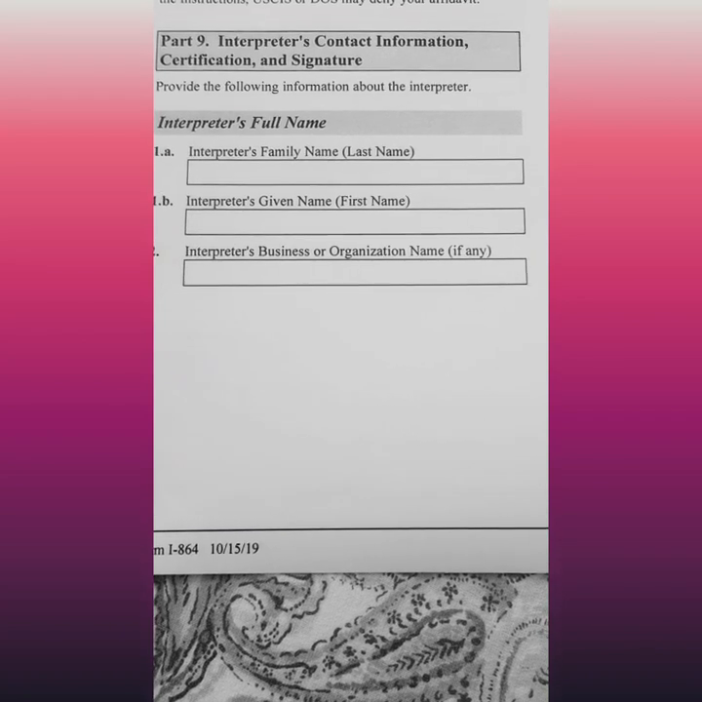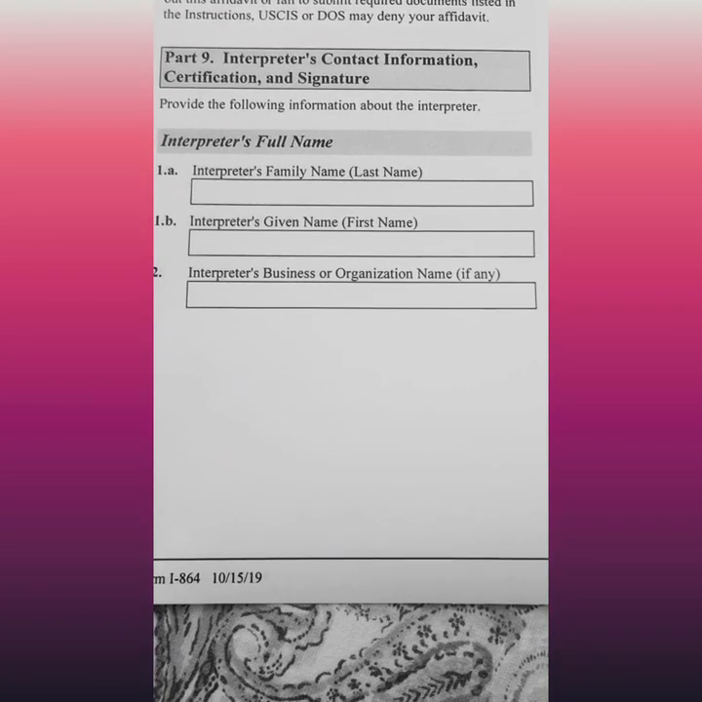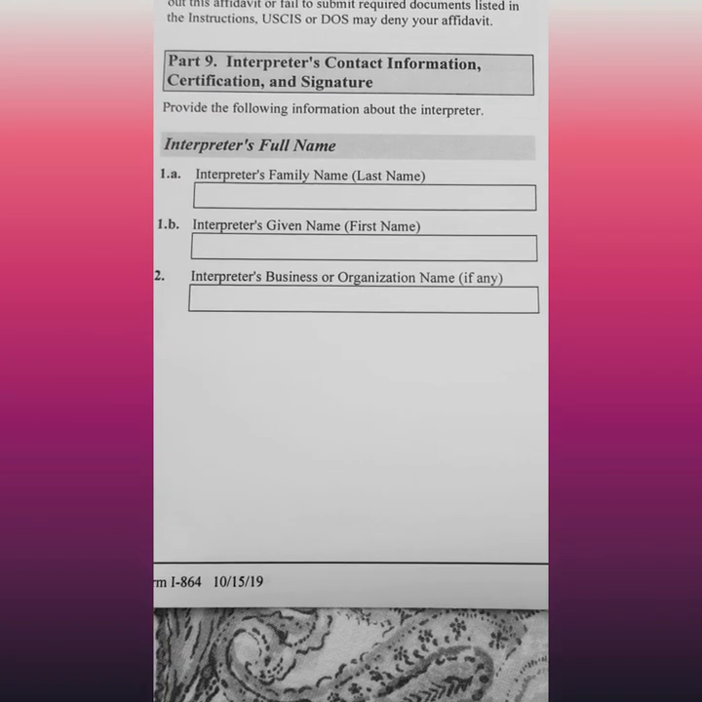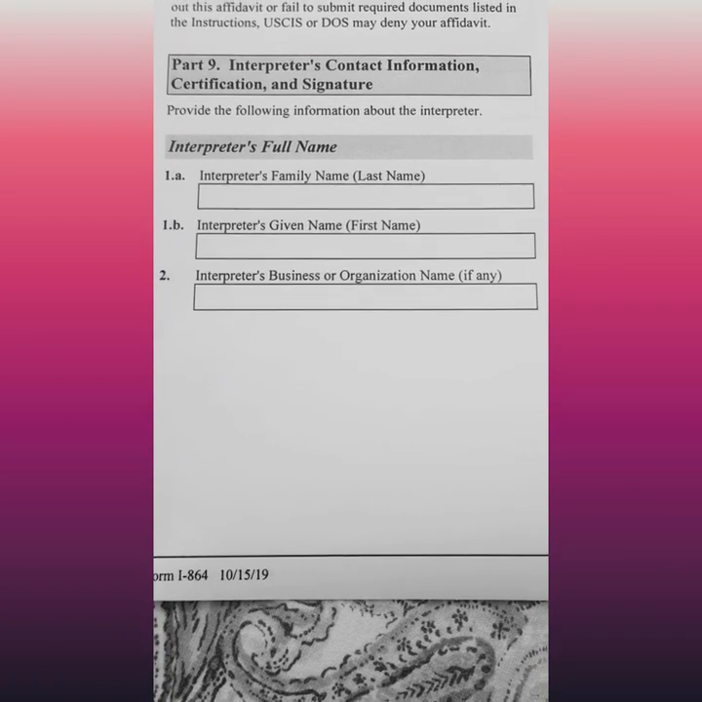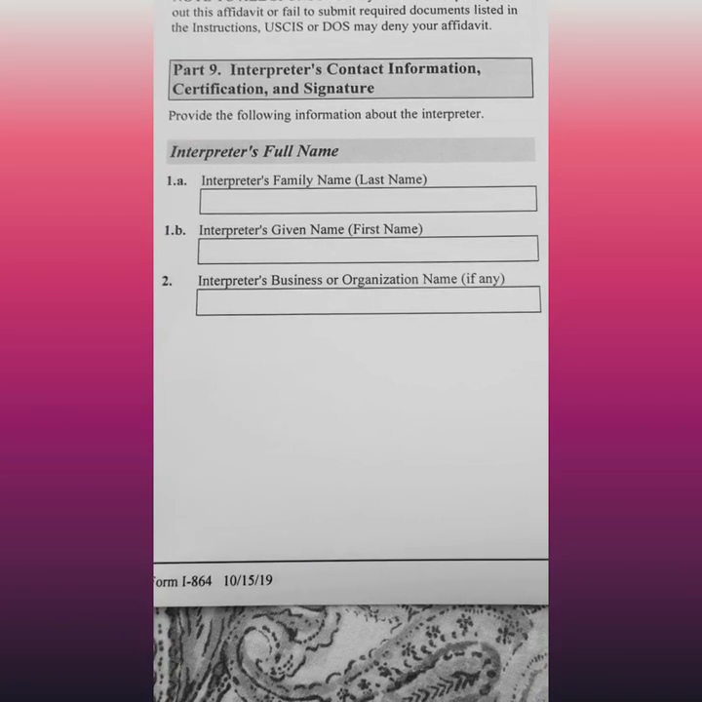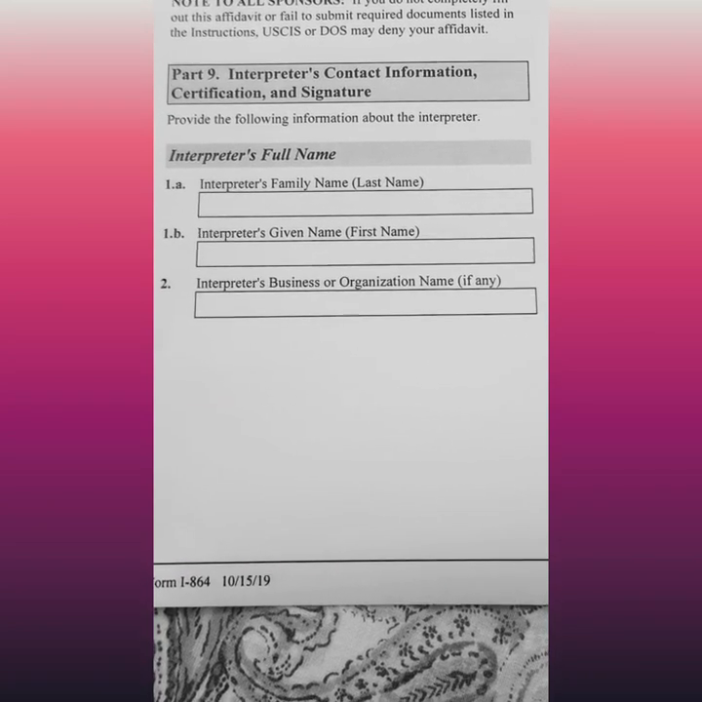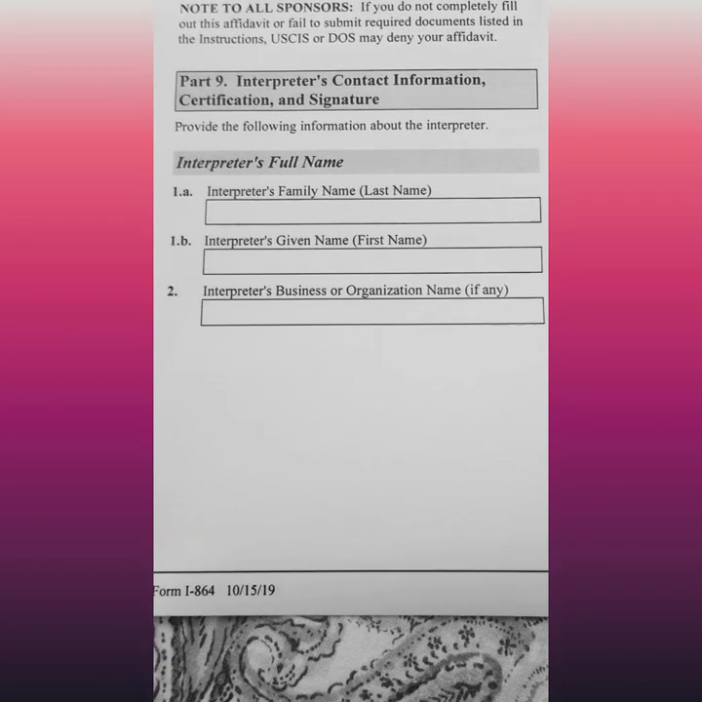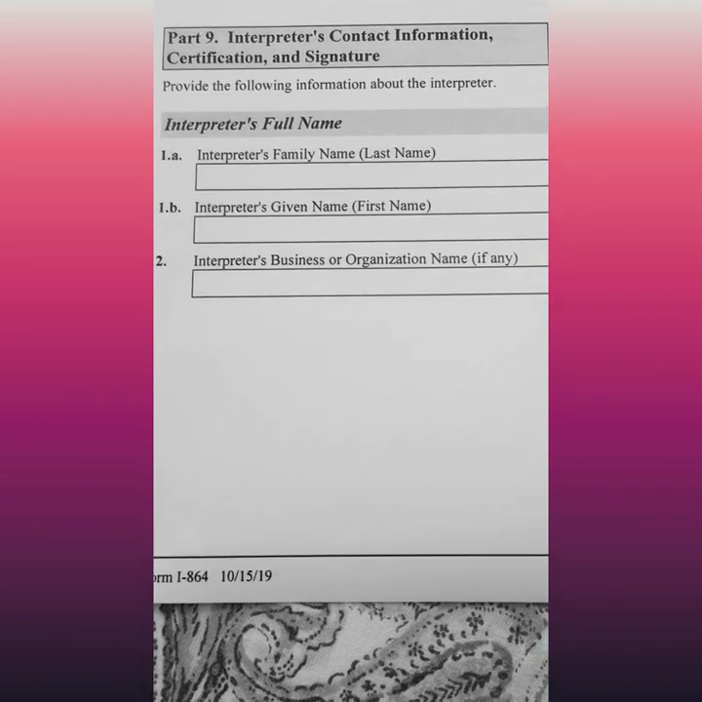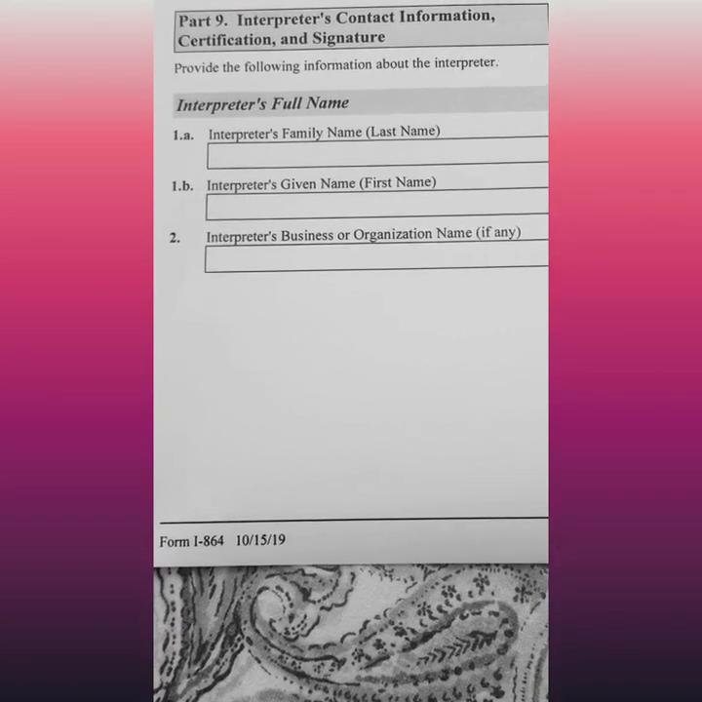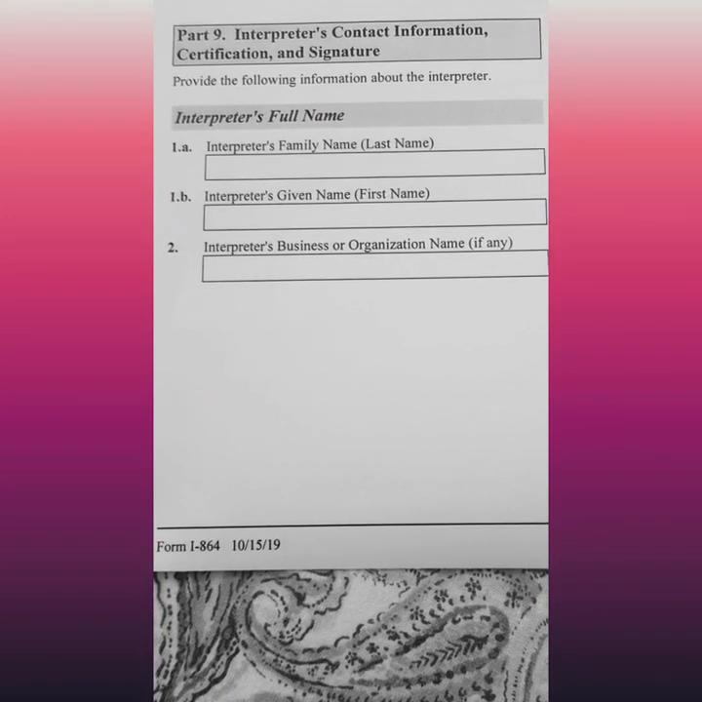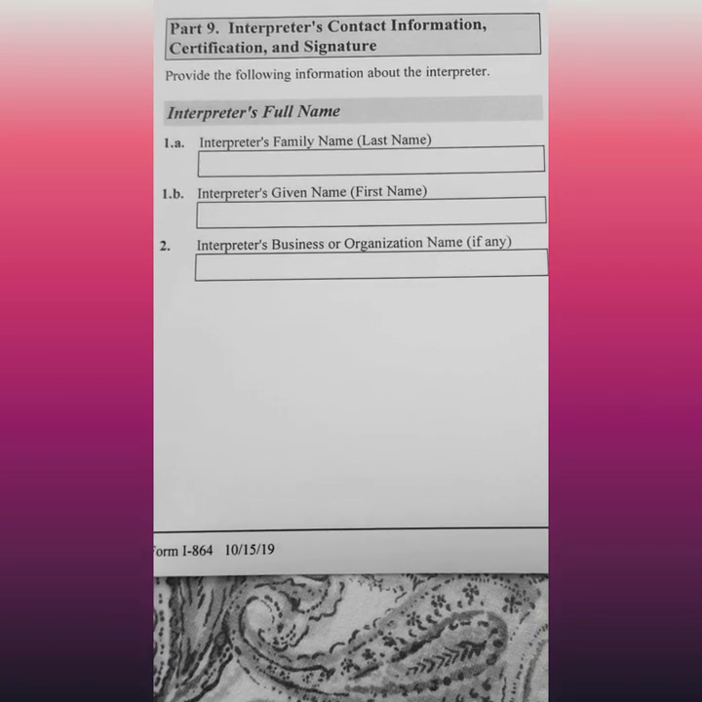Part 9 is talking about the interpreter's contact information, certification, and signature. So this part is talking about if someone interprets this form, just like we did on the sponsor, because the sponsor was the one who filled up the form. So it's almost the same thing. So 1A is talking about the interpreter's last name. You put it right there. 1B is talking about the first name of the person who interprets this form. Number 2 is talking about the interpreter's business or organization name, if any.